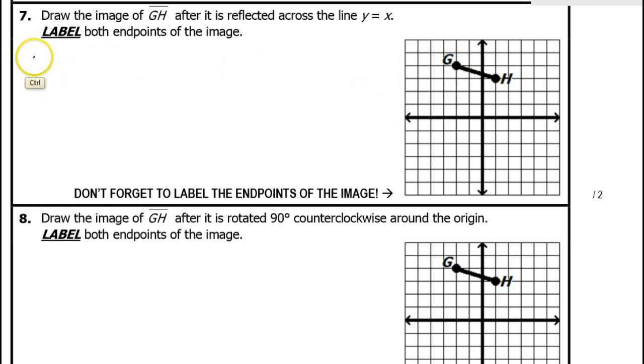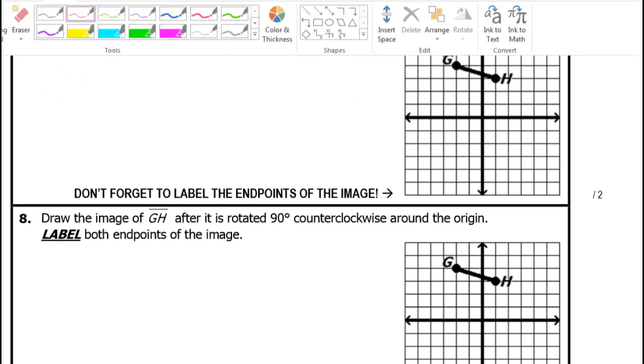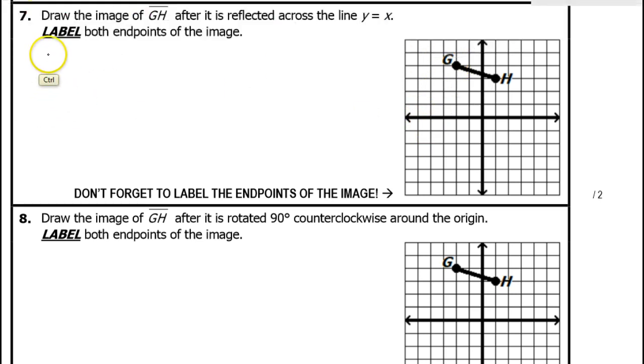So anyway, the original coordinates of point G are, okay, so point G is -2, 4. So -2, 4.